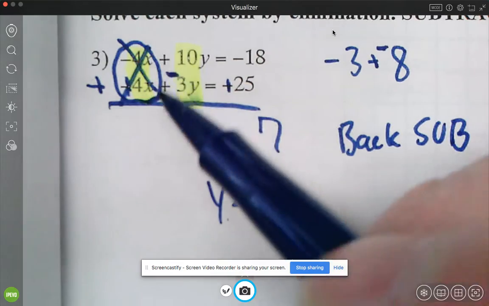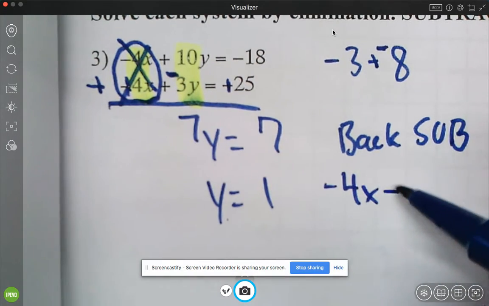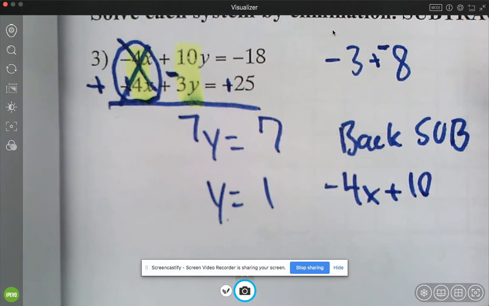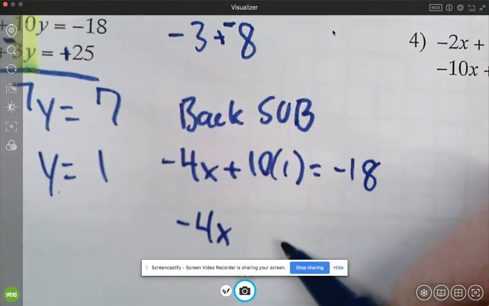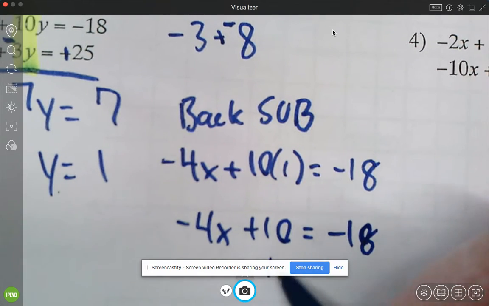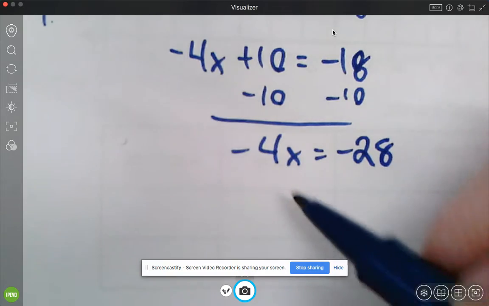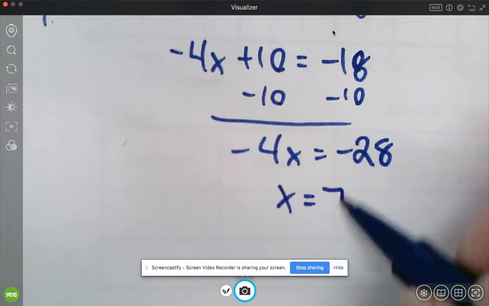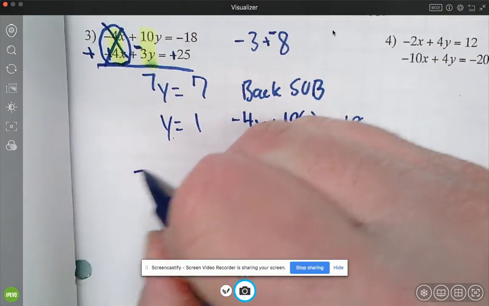Let's see. I'm going to sub it back into the first one. So I get negative 4x plus 10 times what? 1 equals negative 18. So I'm left with negative 4x plus 10 equals negative 18. Minus 10, minus 10. Negative 4x equals negative 28. So what is x equal to? Positive 7. So now I can write my solution as a coordinate 7, 1.